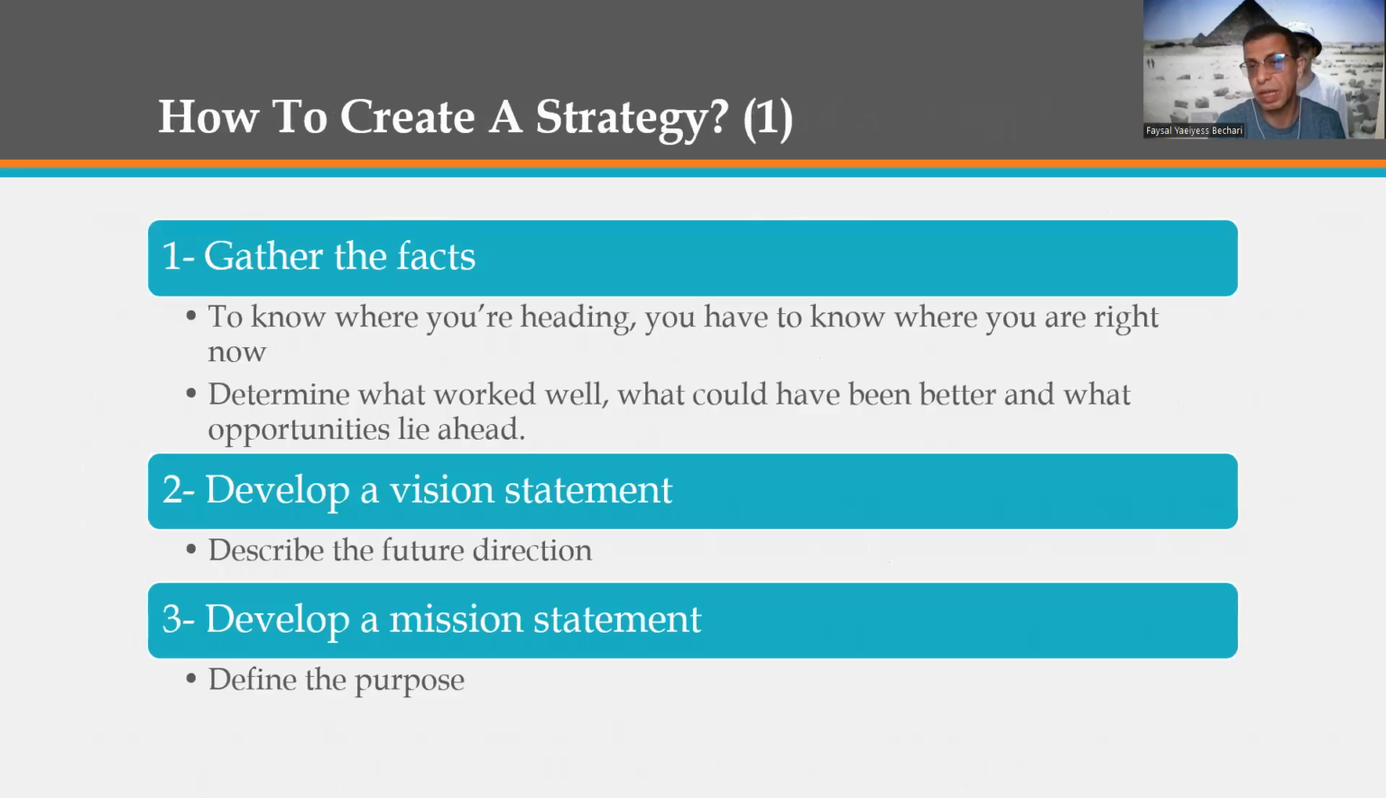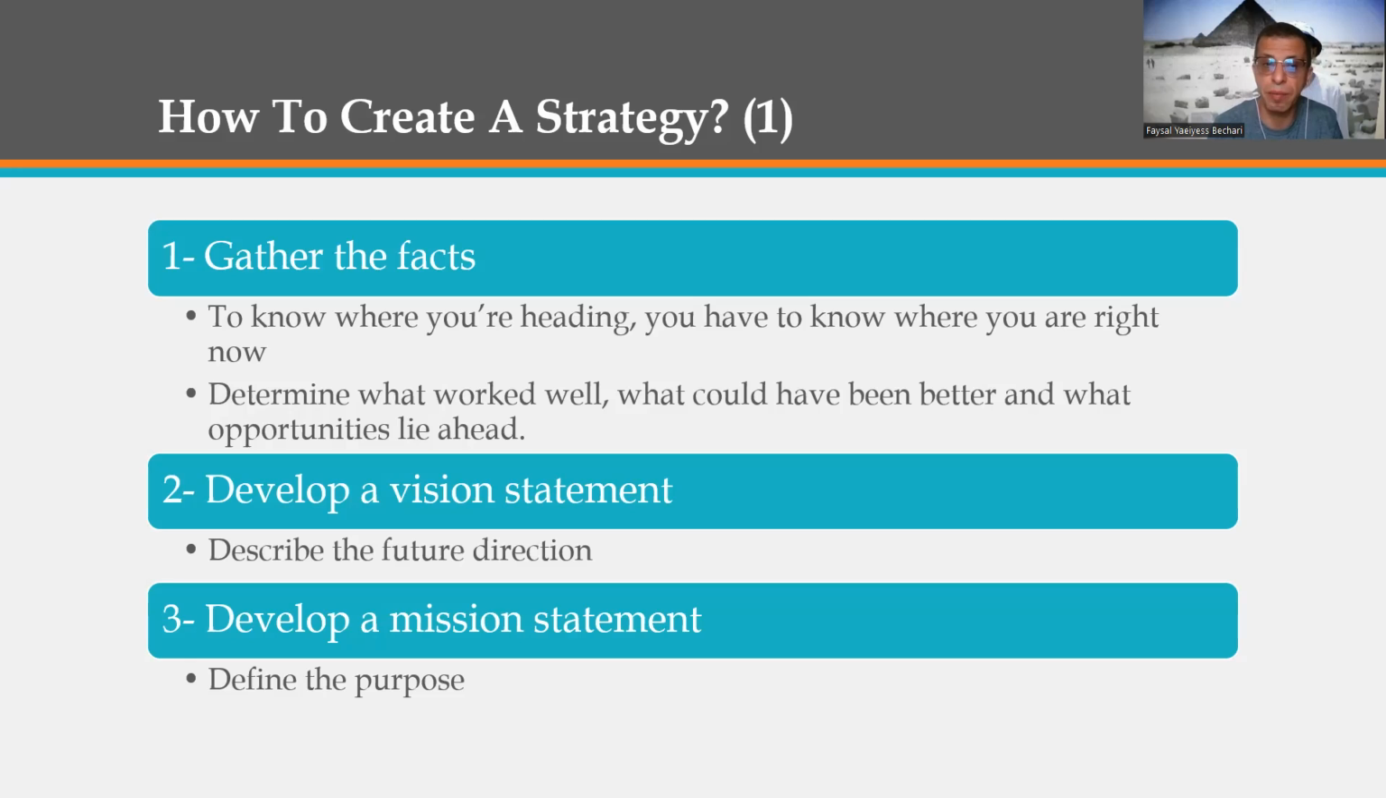So how do you create a strategy? First, you need to gather facts. How you gather the facts is to know where you are heading. You have to know where you are right now. So where you're heading and where you are right now? Determine what worked well, what could have been better, and what opportunities lay ahead.